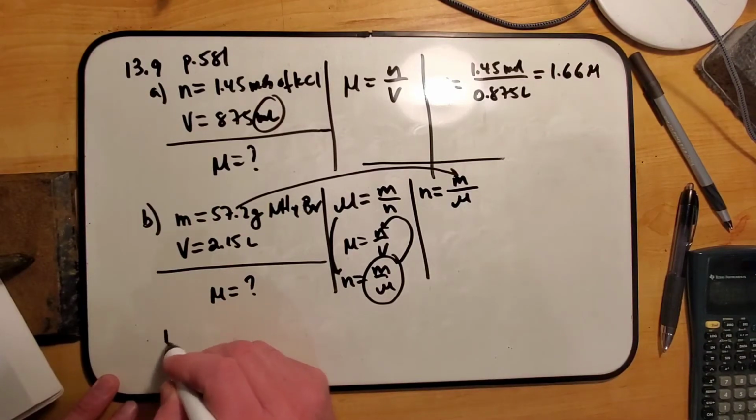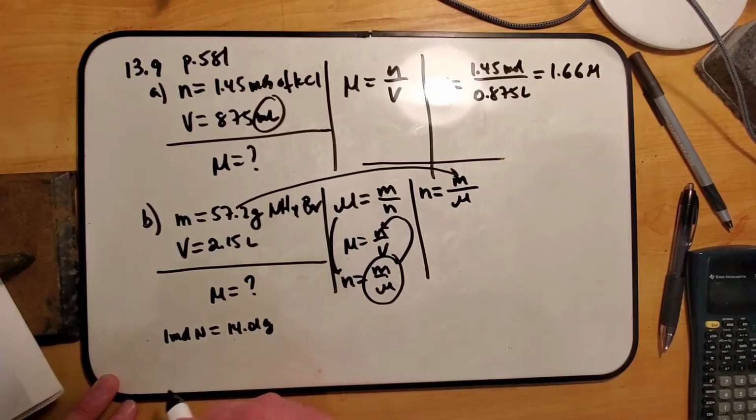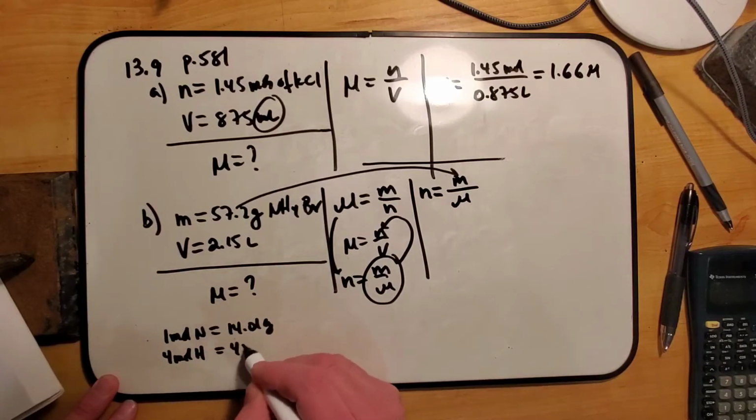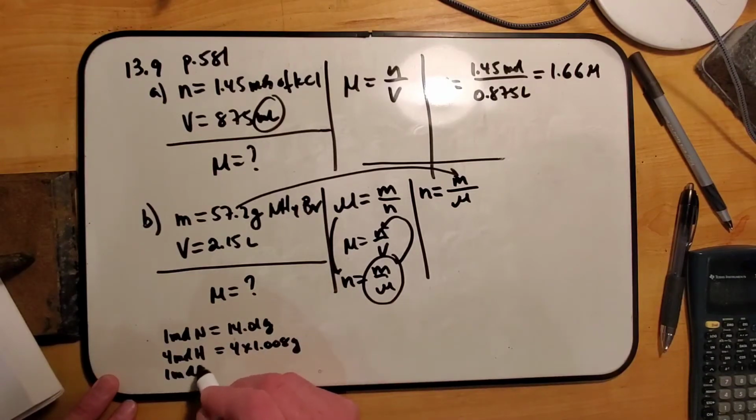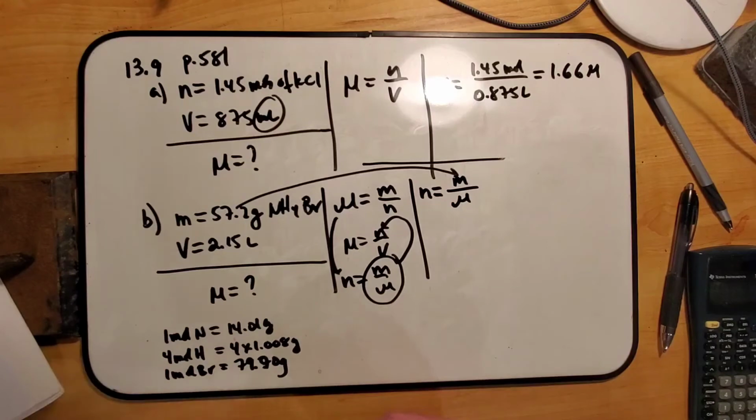So I got, again, 1 mole of nitrogen, which is 14.01 grams. I got 4 moles of hydrogen, 4 times 1.008 grams. And I got 1 mole of bromine, actually bromide in this case. And that would be now 79. I'm going to check it with the periodic table, 79.90 grams. All right, let me just check it real quick. So bromine, 79.90. Yes, 79.90.